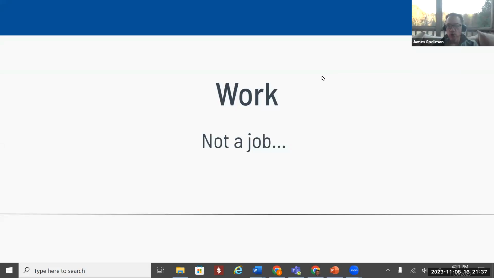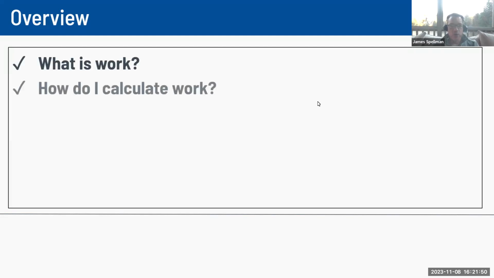All right, next topic up is work. And in this case, we're not talking about a job. We're talking about work in physics, a little bit different than going to work somewhere else, getting paid for it. So mainly what we're looking at here is just real short and simple today. What is work? How do I calculate it? And that's effectively the only vocabulary we have.